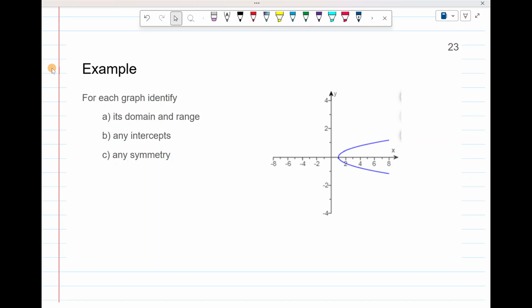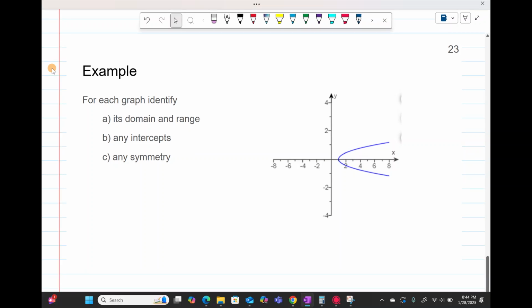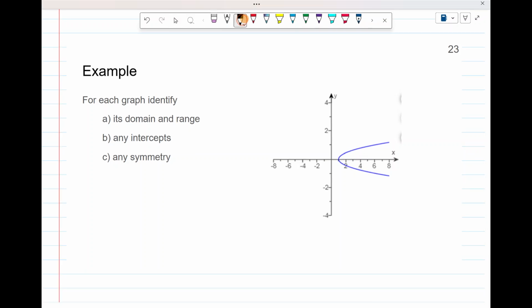All right, so first let's start with the domain and range. Remember, the domain of a function is the set of all x values that are part of the relation, and the range is the set of all y values that are part of that relation. Let's start with the x values.